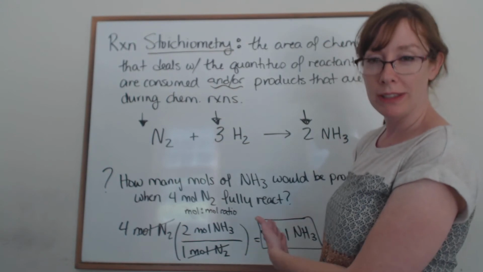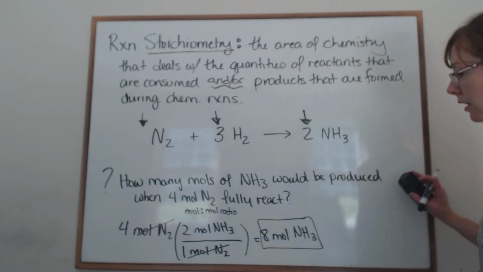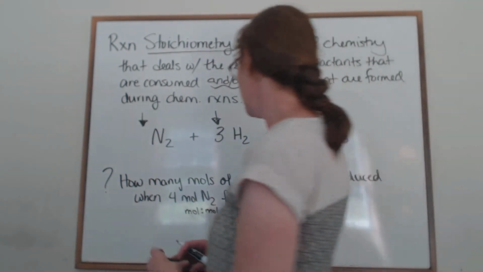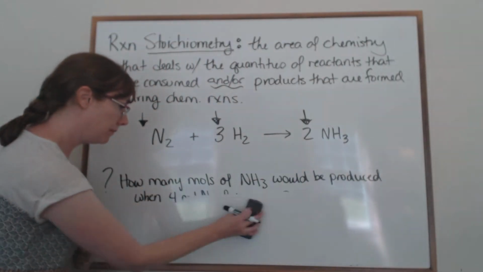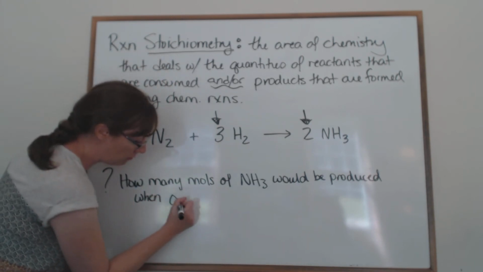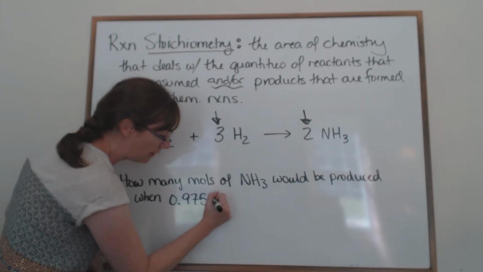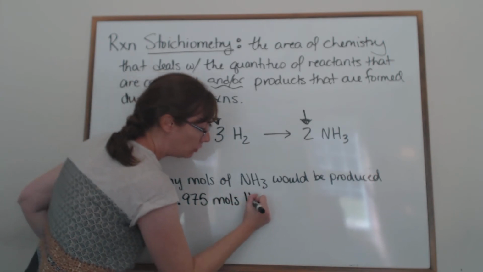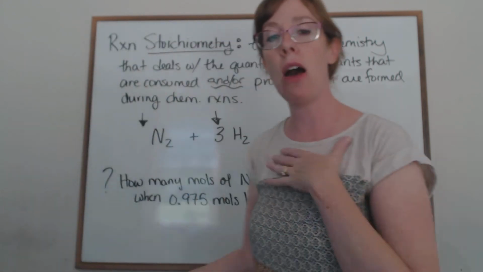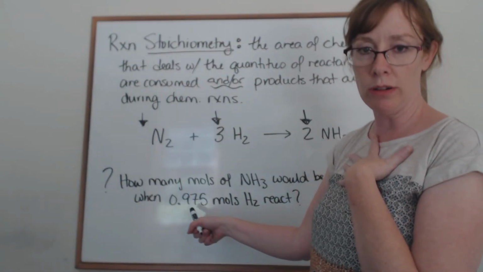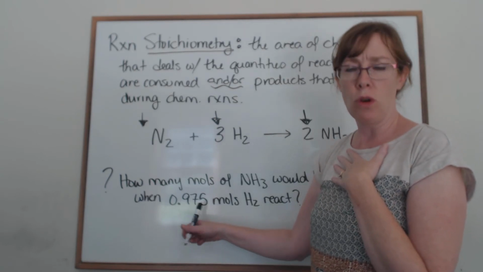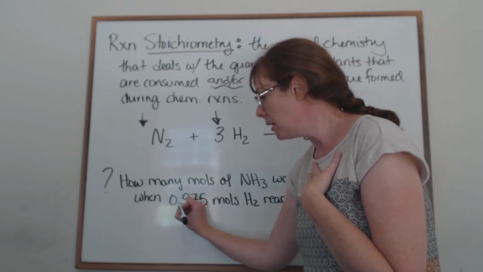Let's go ahead and show you where this is going to be really, really useful. What if I had made the question a bit harder here? What if I said how many moles of ammonia would be produced when 0.975 moles of H2 react? See, now I'm stretching us a little bit because now the number is not such an easy number anymore. It was a 4 before. So it's a little bit of a more complex number.